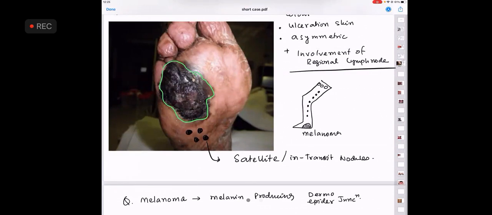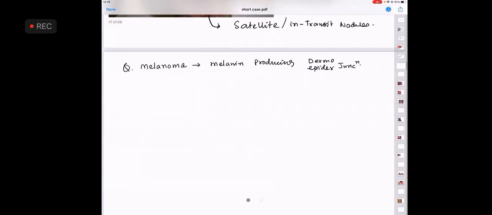Yes, sir. See the picture? Not only in the surrounding skin. If the melanoma is on the foot and this is the lymph node, please see the picture and understand. All of these are called satellite nodules or in transit nodules. Okay? Chalo. Now, melanomas at the dermo-epidermal junction.